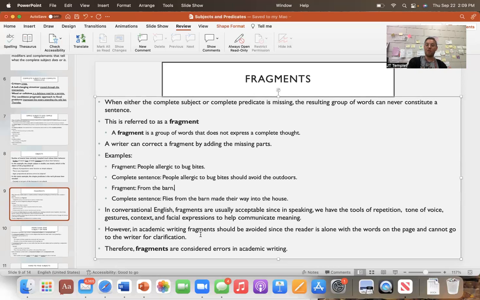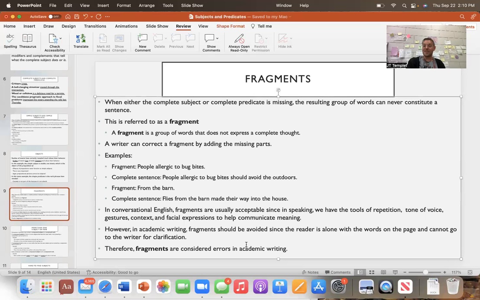However, in academic writing, fragments should be avoided at all costs since the reader is alone with the words, right? They can't consult the writer. If I'm reading something you wrote or you're reading something I write, I'm not there with you. And in terms of reading things that are published, we can't get in touch with the writers. I can email you and you can email me because we have that relationship established. In terms of reading Amy Tan this week, I don't know Amy Tan. I wish I did. I love Amy Tan, but I do not know her and cannot get in contact with her to ask and qualify.